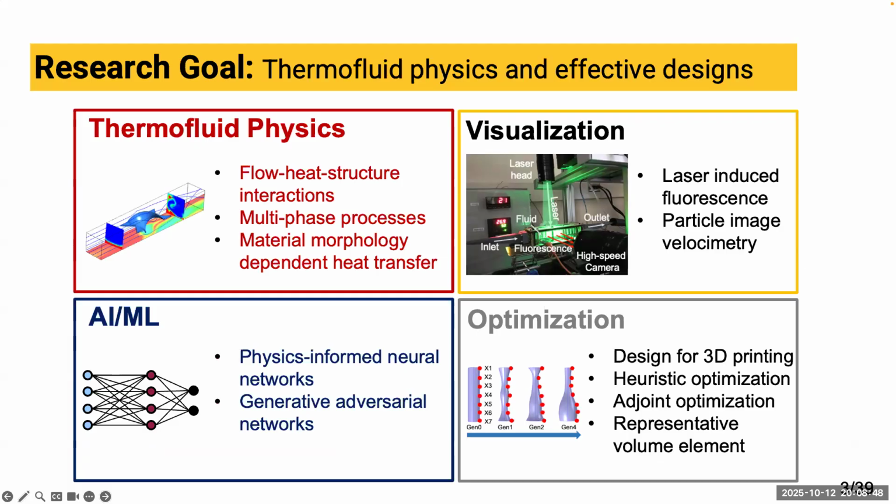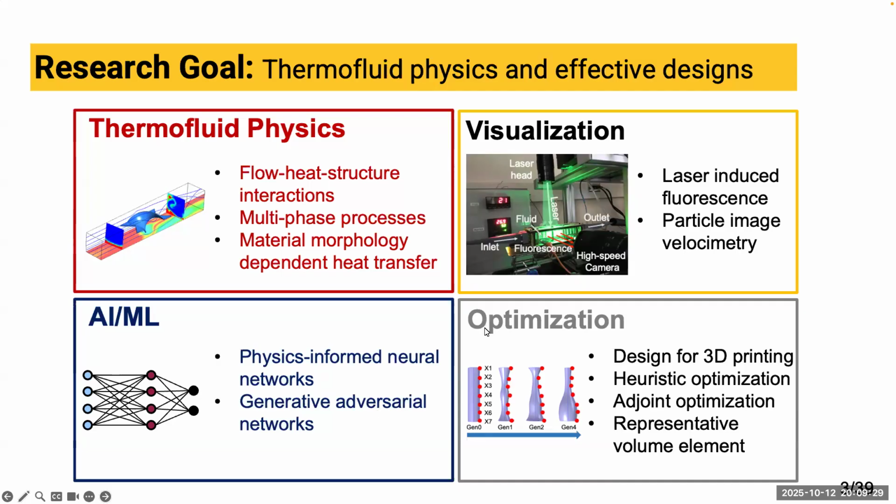So our group focuses on several physics phenomena, including flow heat structure interactions, multi-phase processes, and material morphology dependent heat transfer. And in order to understand these complex physics, we employ some visualization methods such as laser-induced fluorescence, particle image velocimetry. And in order to model such complex nonlinear multivariate physics, we also introduce AI ML methods such as physics-informed neural networks and generative adversarial networks.